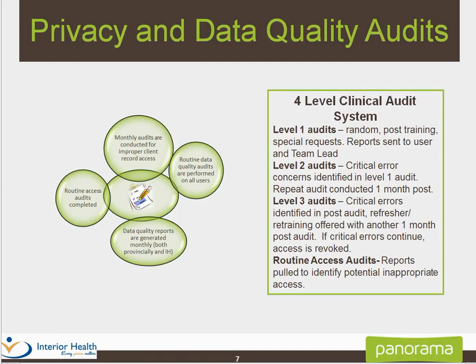A 1-month post-repeat audit of the same user will be completed. Level 3 audits will occur if critical errors continue to be identified in the repeat audit. Refresher training or retraining will be offered and another 1-month post-repeat audit will be completed. If critical errors continue, access will be revoked.